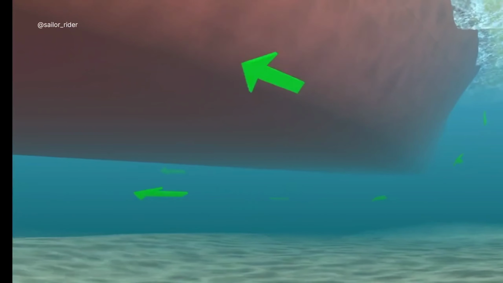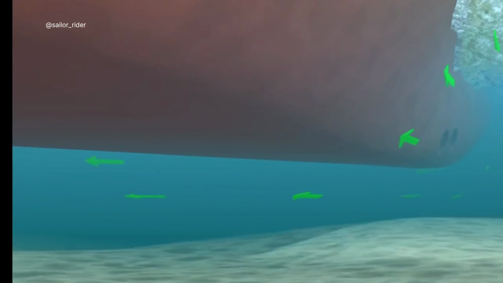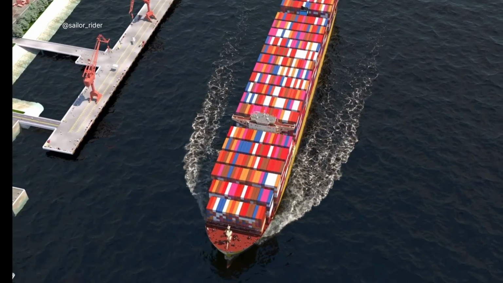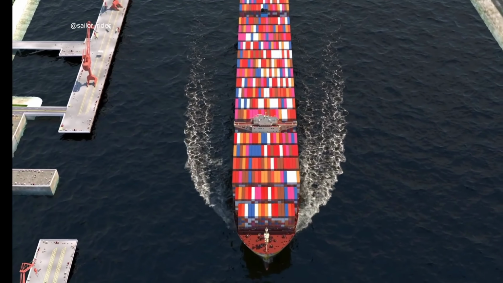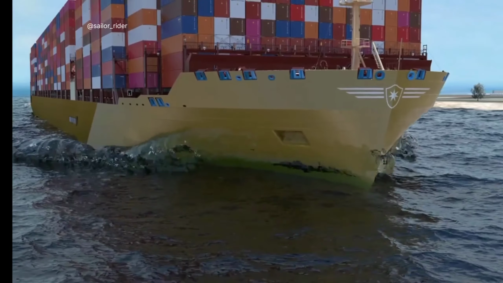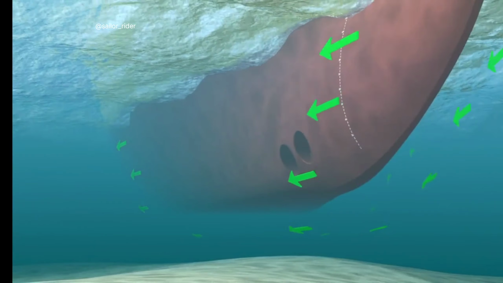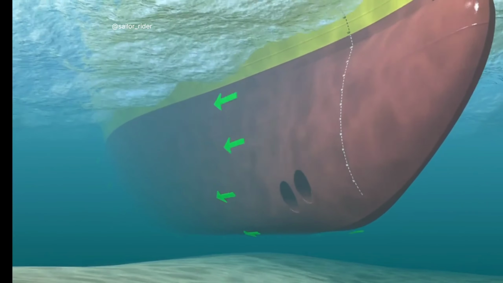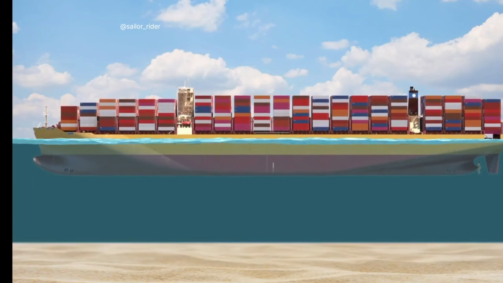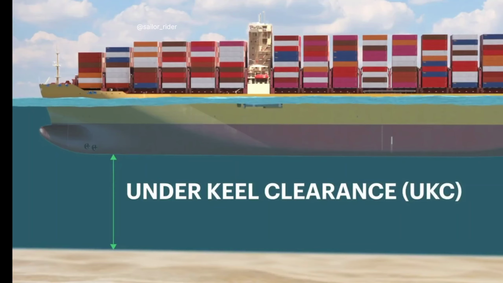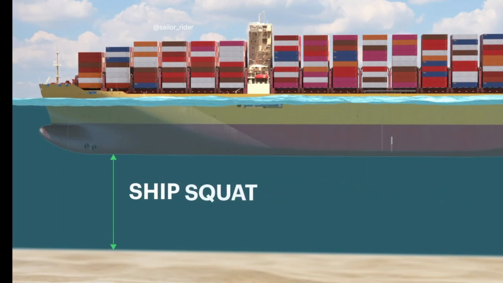The water streamlines that flow astern, and this flow is speeded up under the ship. The increased velocity of the water, by following the law of conservation of energy as described by Bernoulli's principle for fluid dynamics, causes a drop in pressure, resulting in the ship practically dropping vertically in the water. As well as dropping vertically, the ship generally trims by the head or by the stern. The overall decrease in the static UKC, under keel clearance, forward or aft, is called ship squat.